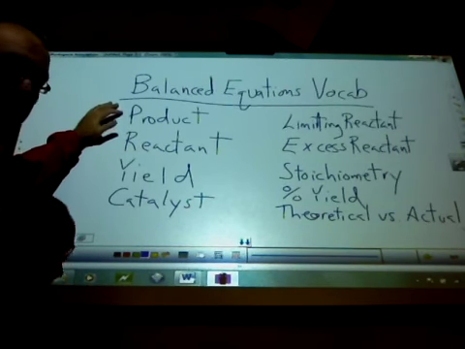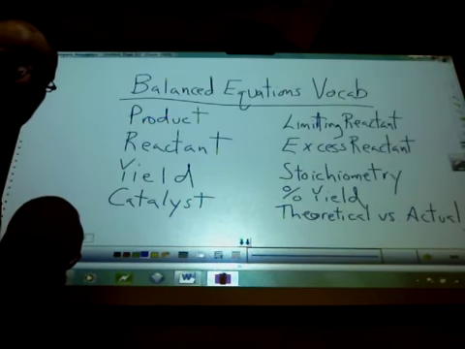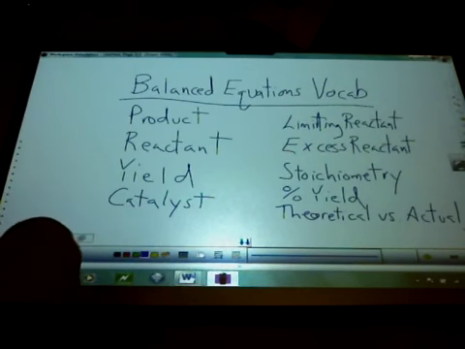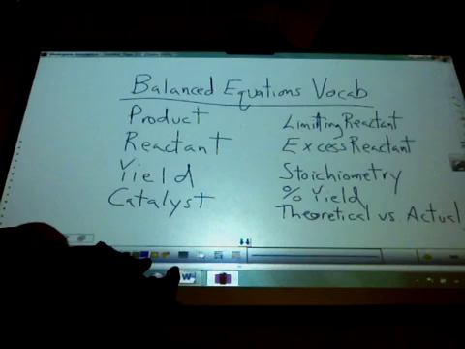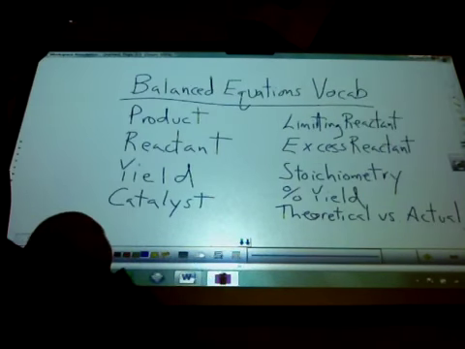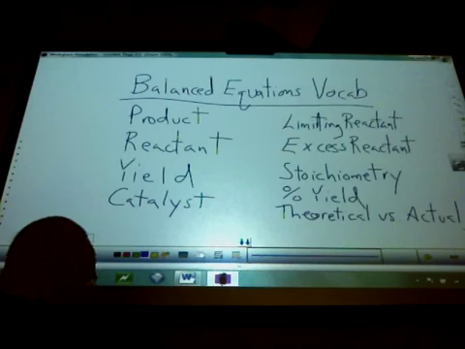Products are things that, as the word shows, are produced. They're at the end. They're on the right side of the arrow, and they're things that we make. Generally speaking, when I refer to chemical reactions as cooking, it's what you'd expect to pull out of the oven.